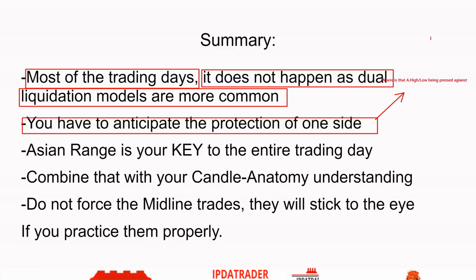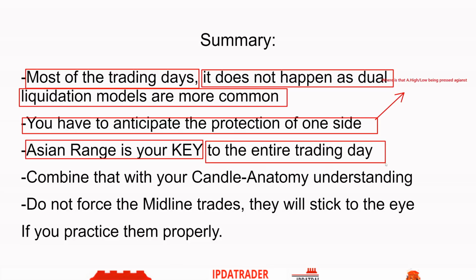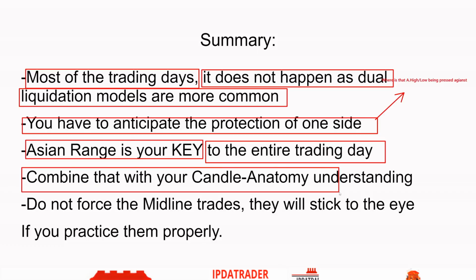So what else do we have? Asian range is your key to the entire trading day. That's facts. For anyone that trades daily cycles, they know that. The Asian range will always give you direction for the day. Very important. You can combine that with once again your structure, liquidity, timing, confirmations, all of that we teach in the mentorship. So yeah, very important. Combine that with your candlestick anatomy understanding, also an important idea.